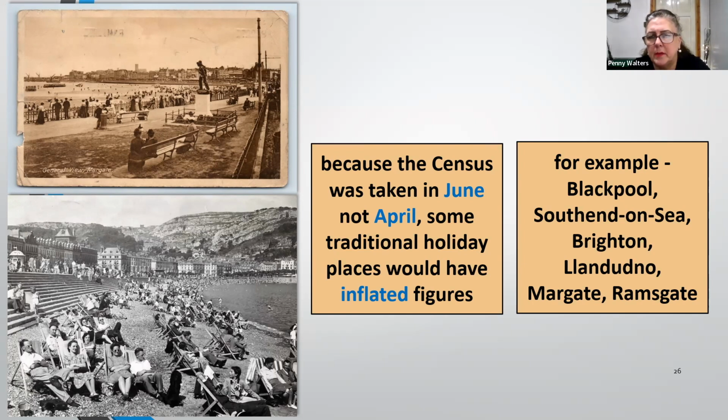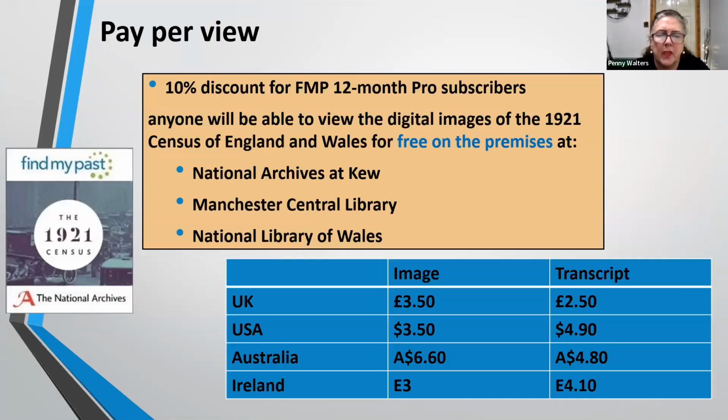And you might find them in Blackpool, Southend, Brighton, Llandudno, Margate or Ramsgate, for example. So these are stereotypical day tripping places. Your London ancestors would have gone to Brighton, wouldn't they? Your Manchester ancestors might have gone to Blackpool. So you could have a look at these on a map and see where you've lost some relatives.